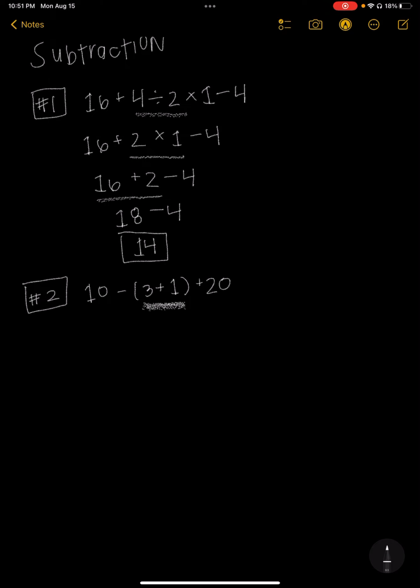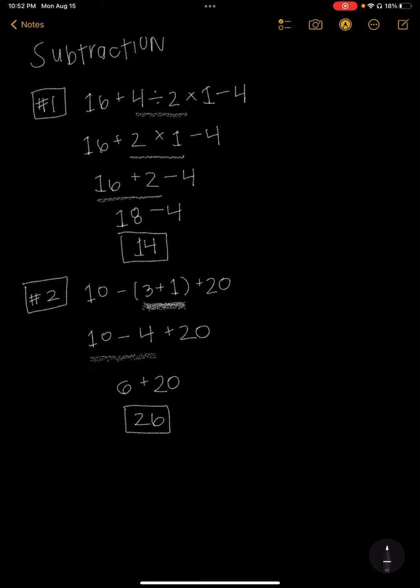All right, so 3 plus 1 we can do. So we're going to say 10 minus, well, 3 plus 1 is 4. And as soon as I finish what's inside the parentheses, I can take the parentheses away. So I can just write 10 minus 4 and then plus 20. And once again, we have it down to just addition and subtraction. Because they're on the same level, I'm going to do what comes first or what comes to the left, and that's the subtraction. So 10 minus 4 is 6, and then I can say 6 plus 20, and now I have one operation left, which is addition, and I get 6 plus 20 is 26.